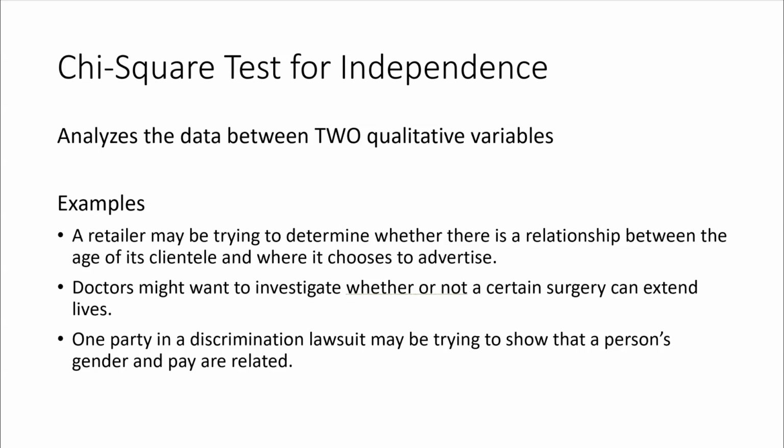A retailer may be trying to determine whether there is a relationship between the age and where it chooses to advertise, or doctors might want to investigate whether or not a certain surgery can extend lives. Or one party in a discrimination lawsuit may be trying to show that a person's gender and pay are related. So that's what we're trying to do here. Independence you can think about as related or depends on, right? So that we can make these choices.